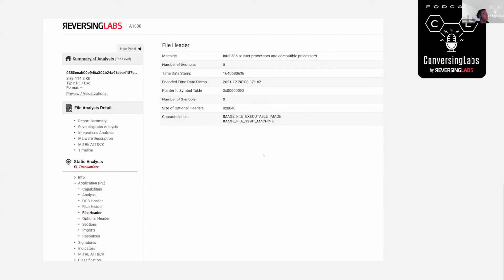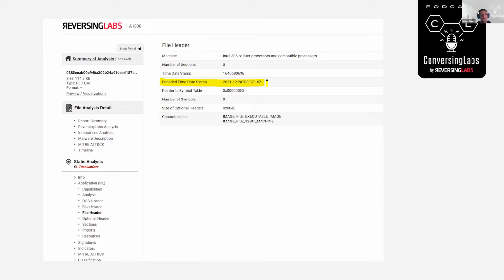I'll share a view from the A1000, which is our malware analysis platform. It basically has the static analysis results, dynamic analysis results, combined with other threat intel data such as AV results and similar. One of the samples had the encoded timestamp dated to the 28th of December 2021. So if this wasn't tampered with, it probably means this was compiled months ago and was stockpiled, waiting to be used in something large scale such as this.